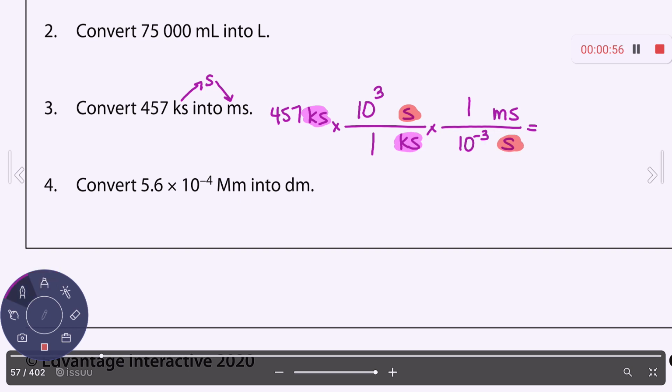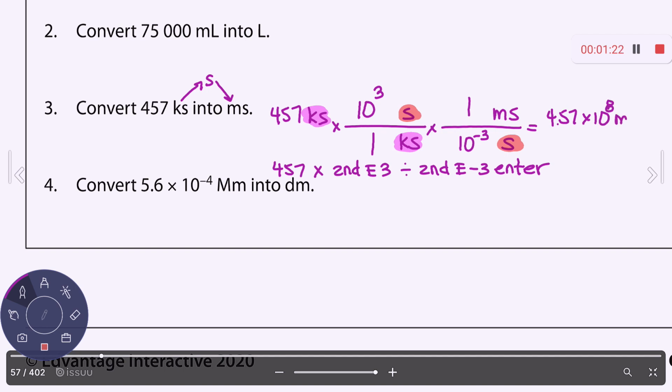to milliseconds. When you put this in your calculator, this is going to be 457 times second E 3 divided by second E negative 3, enter. So this is going to end up being what? 4.57 times 10 to the 8th in your calculator, okay?